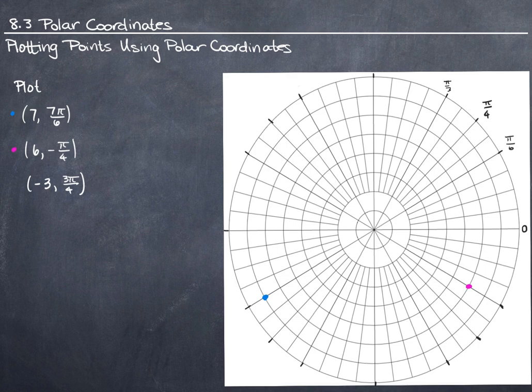So I'll do the next one in green, negative 3, 3 pi over 4. And this is a little bit tricky. We're going to start with the angle. Remember that this is 4 pi over 4. So if I go back a pi over 4, this reference angle of pi over 4, I'm going to be along this angle guideline. And I want a radius of negative 3.